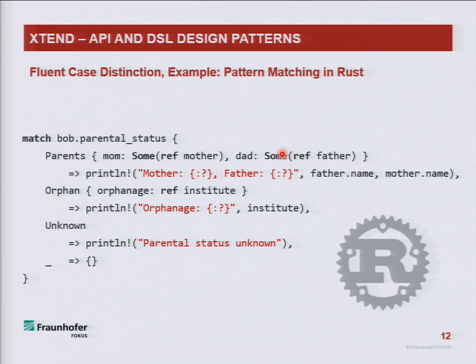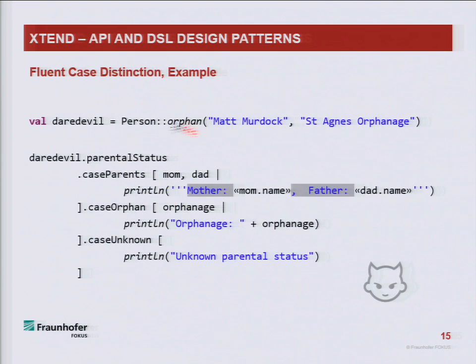Anyway, but in Xtend we can cleverly hide some of the boilerplate and create something that I call Fluent case distinction. So instead of having subclasses, or you could have subclasses under the covers, you return an object that does the decomposition for you. So parental status returns an object that has case functions on them. You pass lambdas to them, and if there is a decomposition for case parents, then the lambda will be called. Otherwise, the case function returns another object or the same object, depending on how you optimize it and what you want to do.